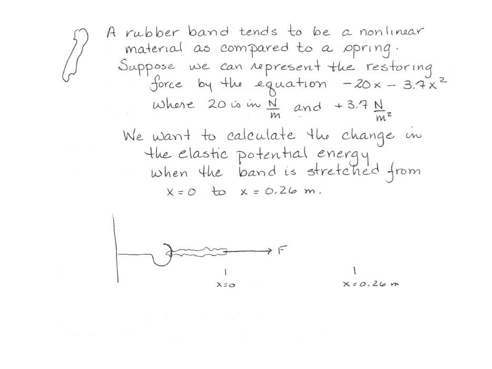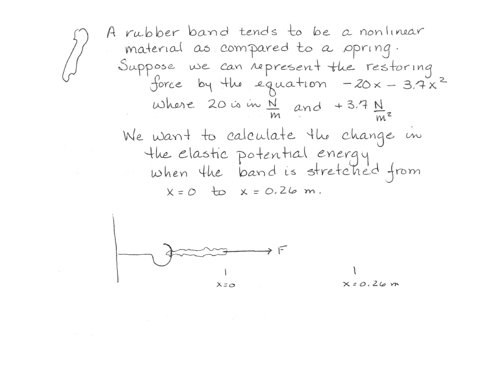But what we want to do is calculate the change in elastic potential energy when the rubber band is stretched from 0 to 0.26 meters. So we're going to get that stretch. It's going to behave like a spring, and it's going to want to restore its original shape, and it's going to come back together. So if we think about energy and work, we know that the change in potential energy is equal to the negative of the work, force times distance.